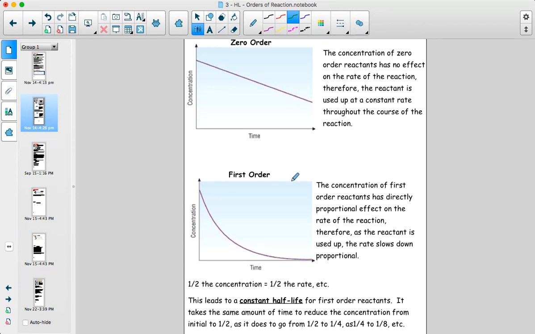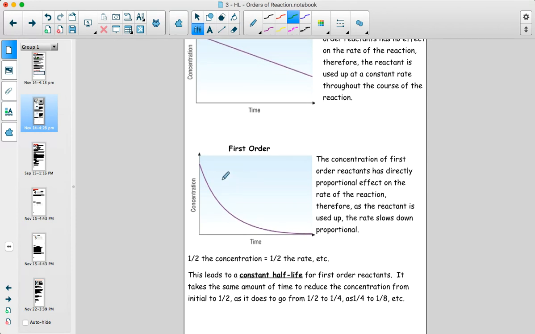First order reactants, though, they affect the reaction rate. So as they get used up and their concentration goes down, the rate of reaction also goes down by the same amount. So if you think about that, when you've used up half of the concentration of a first order reactant, now the rate is only going half as fast. So it's getting used up half as fast now. This ends up leading to what we call a constant half-life. A half-life is the time it takes to use up half of something.